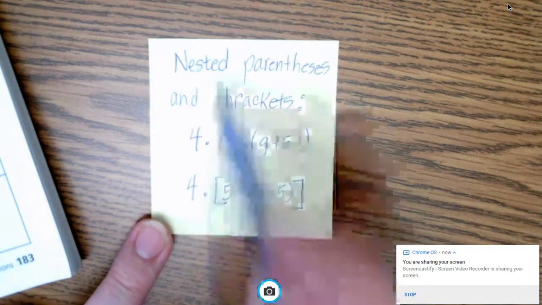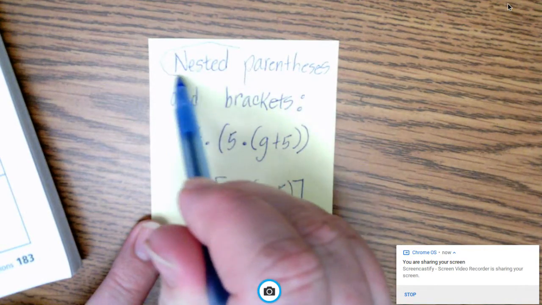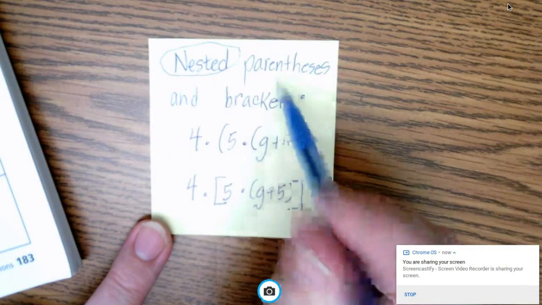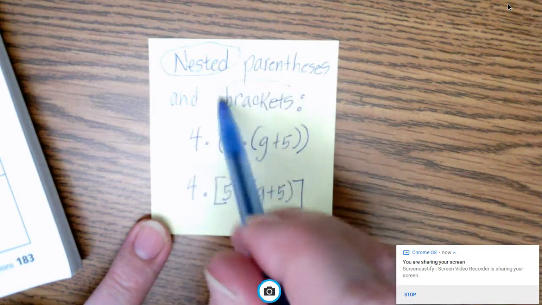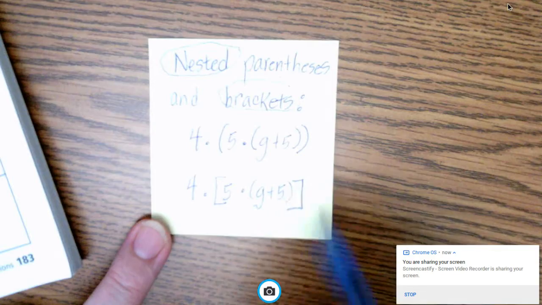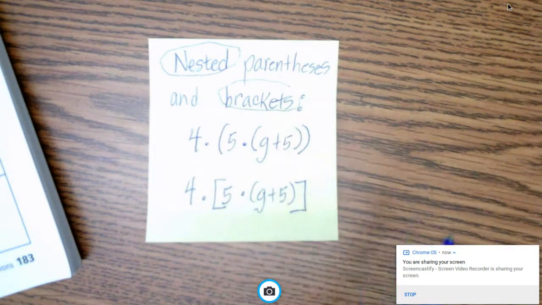So I wanted to make sure that you understand now that you might see nested parentheses, more than one within another, and brackets, which are just the squared version of parentheses.